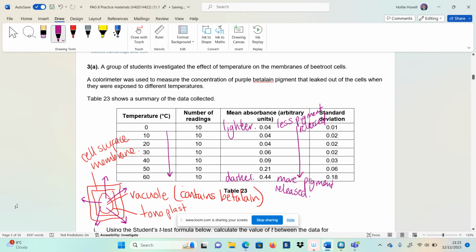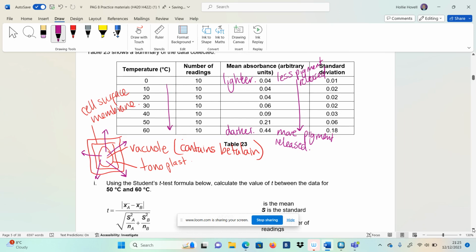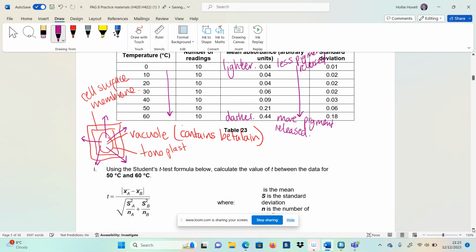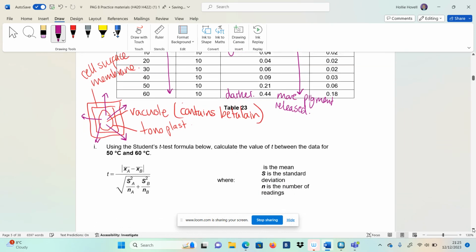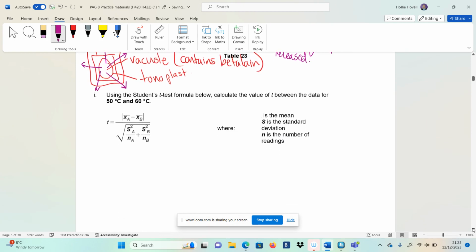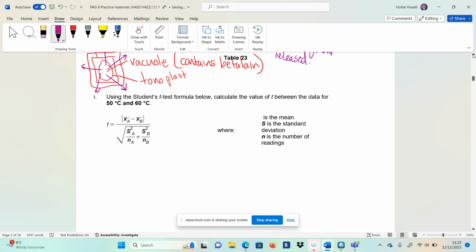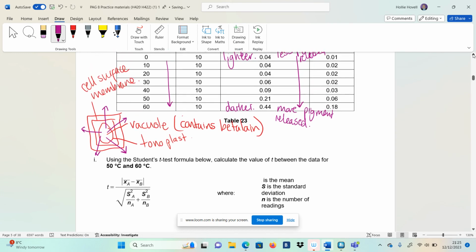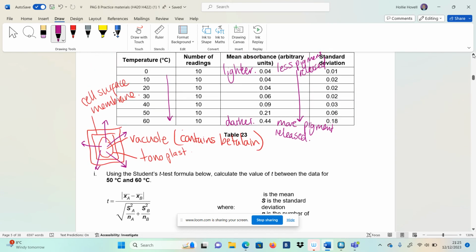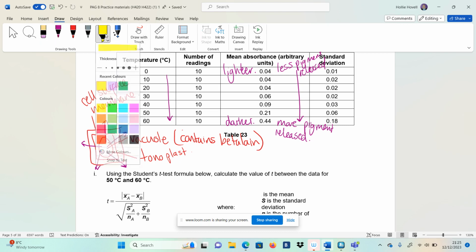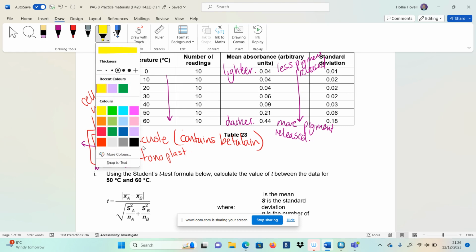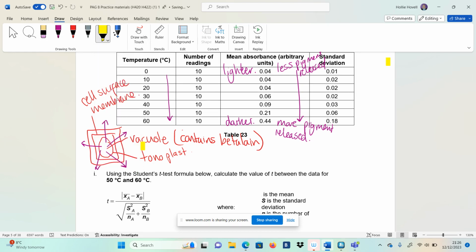Okay, table 23 shows a summary of the data collected. Hopefully that's familiar. Then we've got a standard deviation in the last column. We'll talk about that a bit more later on. So our first question is, using the student's t-test formula below, calculate the value of t. As I said at the start, depending on where you are in your course, you may or may not have done the t-test, but listen to this bit anyway, because the more times we go over it, the easier it becomes. So first of all, you should get given the equation. Looks like a big scary equation, but you are given the equation.